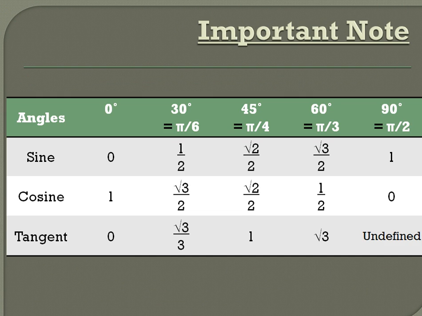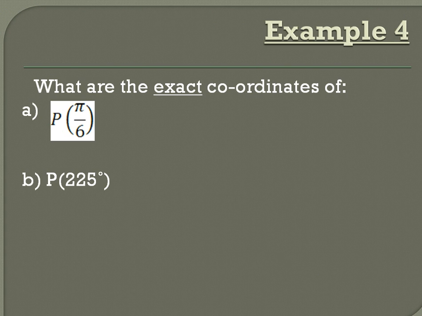So let's just give this a little bit of a test now. Let's go back to our table that we introduced prior, and let's say, okay, well, for 30 degrees, we know that's pi over 6. 45 degrees, that's pi over 4. 60 is pi over 3, and 90 is pi over 2. This is all you need to remember. That's all I want you to remember from now on. Let's test this out with some examples. So what are the exact coordinates of your point with an angle of rotation of pi over 6 and your point with an angle of rotation of 225?